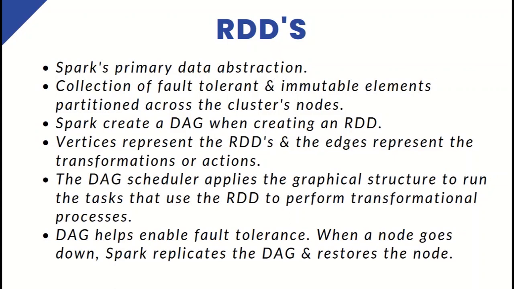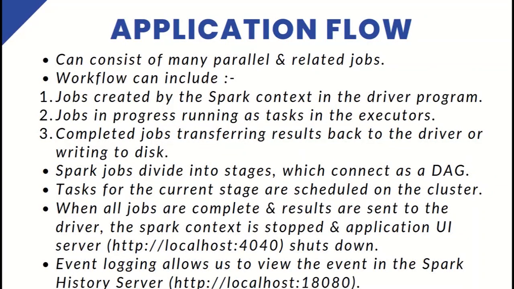The DAG scheduler applies the graphical structure to run the tasks that use the RDD to perform the transformation process. DAG helps enable fault tolerance. When a node goes down, Spark replicates the DAG and restores the node. Now, Vivan will continue with the application.